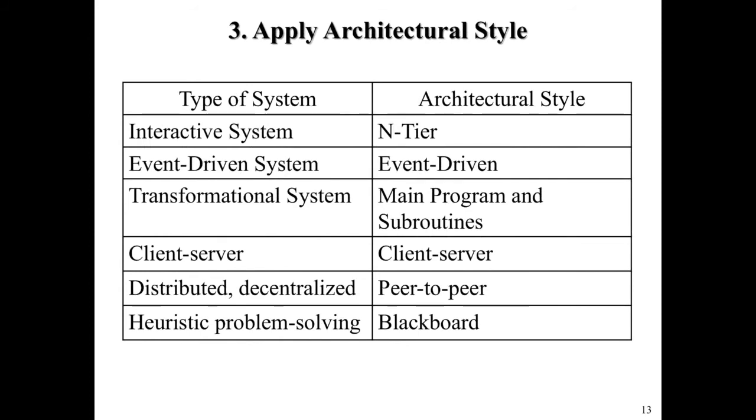All right, so let's see this slide. Yeah, this slide is good. I showed you different types of systems: interactive systems, event-driven systems, transformational systems, and three others are there. We are not studying those here, but they are listed here for your ease. For these types of systems, what are the architectural styles or architectural designs that you can use?